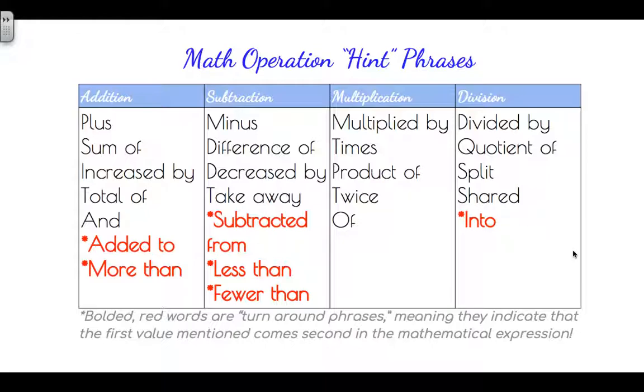These are some hint phrases. The red ones are those turnaround phrases that the kids have to be worried about. The turnaround phrases indicate that the first value comes second in the expression. So 5 added to 3 would be 3 plus 5, not 5 plus 3. We talk about how these phrases are just hint phrases, not promise phrases. Of could mean multiplication, or it could just be the word of. And could be addition, or it could just be combining 2 parts of a sentence.